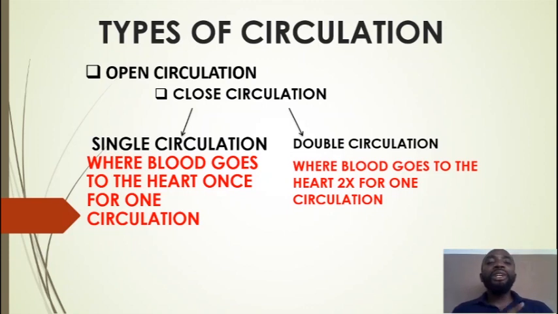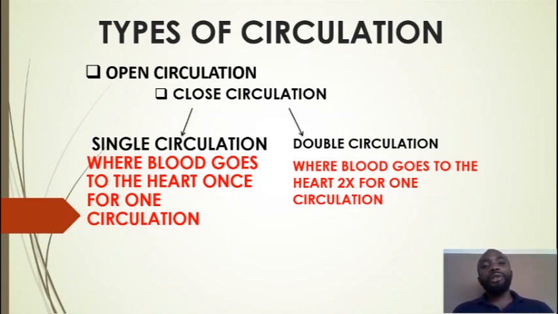Single circulation is when blood goes to the heart only once to complete one circulation. It's just like saying one revolution when we treated earth rotation and earth revolution, is it not? One to complete one revolution. So circulation is like revolution. Now to complete one circulation, the blood only goes to the heart once in single circulation.